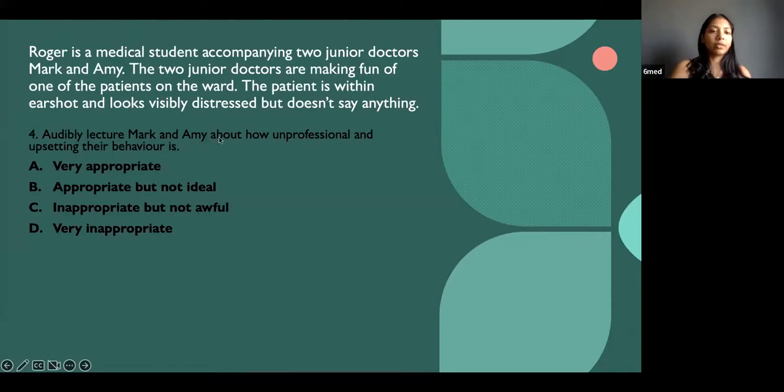So, audibly lecture Mark and Amy about how unprofessional and upsetting their behavior is. Most people said D, which is correct. Can somebody explain to me why they picked D as the answer? You can just type it in the chat, or if you want to, you can unmute yourself, whichever you prefer. If you can just say in a few words or bullet points why you picked D compared to C. Thinking about the three things we talked about: professionalism, is it well timed, is it effective?